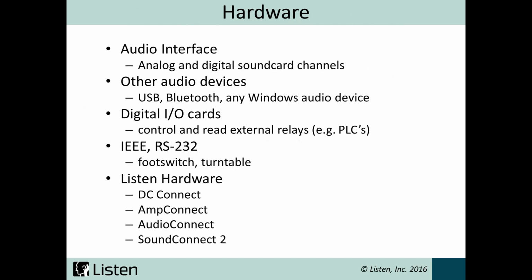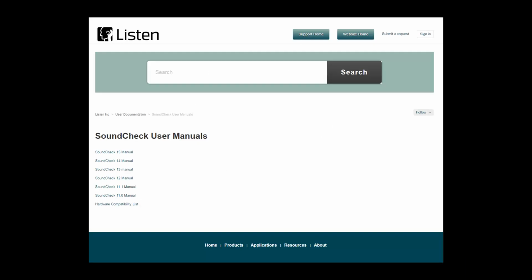Here are some examples of hardware that can be used with SoundCheck. In addition to this, if it's recognized by Windows or Mac OS, it can be used with SoundCheck. However, Listen has validated some specific audio interfaces for use with SoundCheck. A list of these can be found at support.listeninc.com under User Documentation in the Hardware Compatibility list.